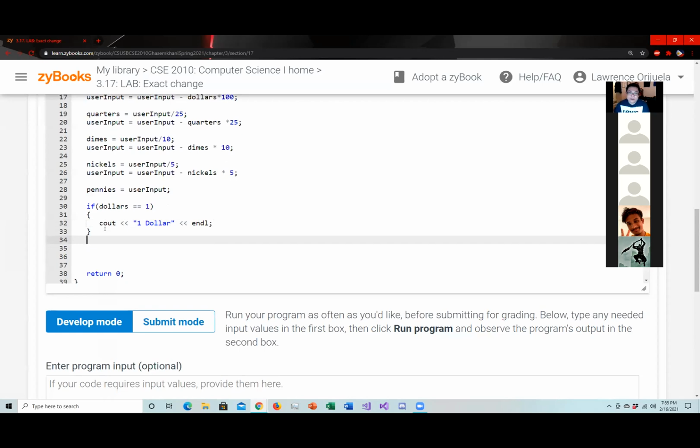But then I need another scenario where dollars is greater than 1, right? So else if dollars is greater than 1, we would cout the number of dollars, then space, dollars.